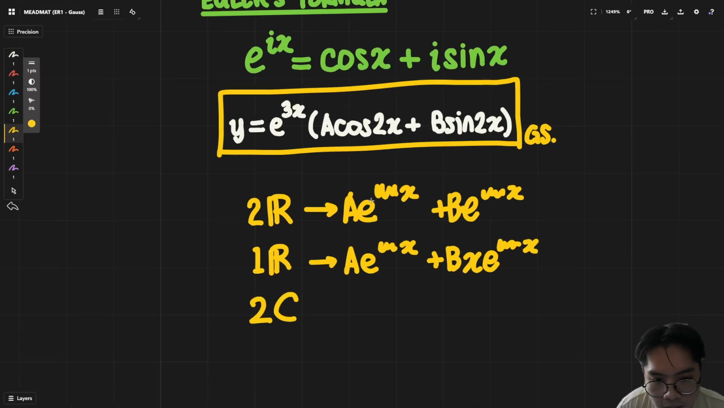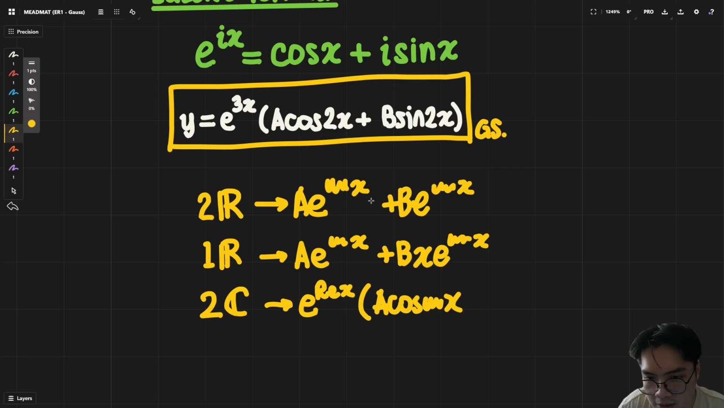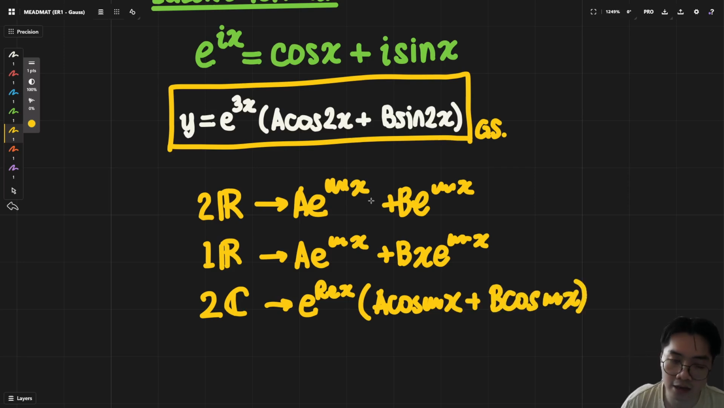And now, if both of them are complex, what you should just do is e raised to the real part times x, times a cosine of the imaginary part times x plus b sine of the imaginary part times x.